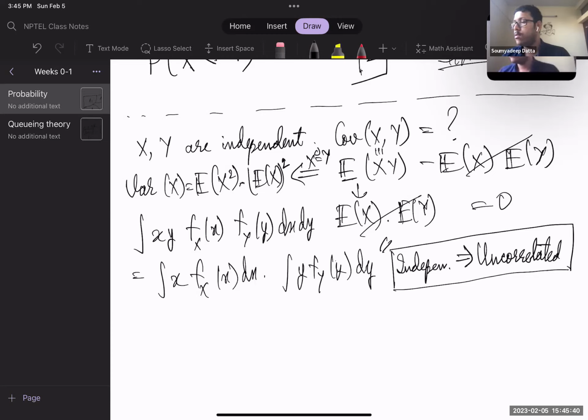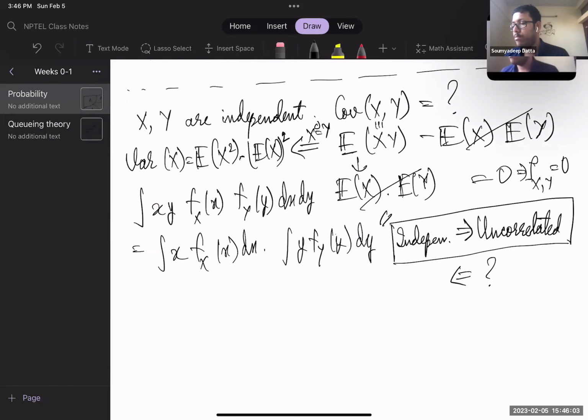So covariance is 0. It means that the correlation coefficient is also 0. That is nothing but covariance divided by sigma x sigma y. So if two variables are independent, they will be uncorrelated for sure. Is the other way true? I'll leave this for you to study, or give me a counter example. But this way is true. So this is a very quick proof of that property. These are the notions of independence and correlation, and how they are related.